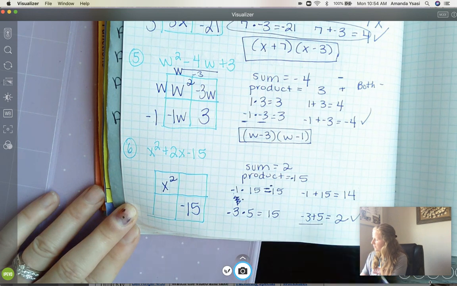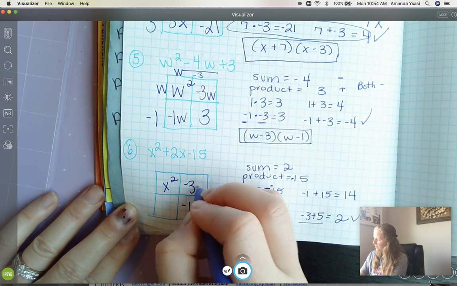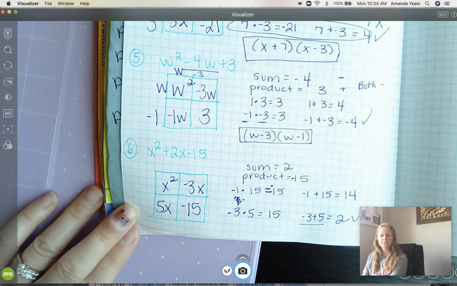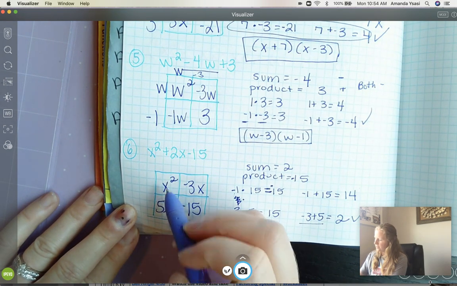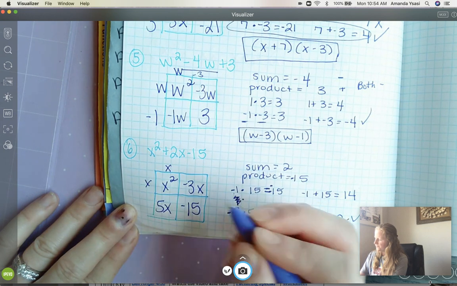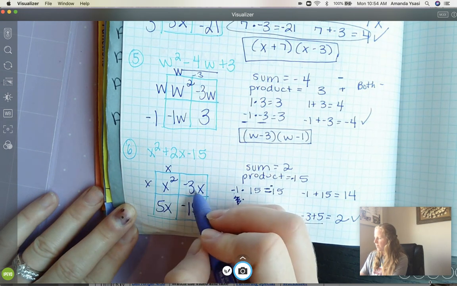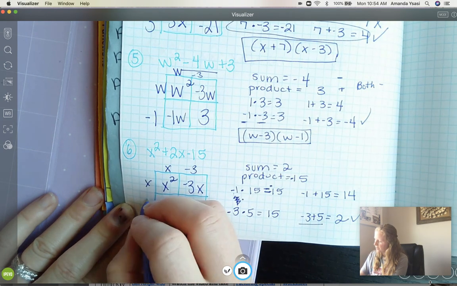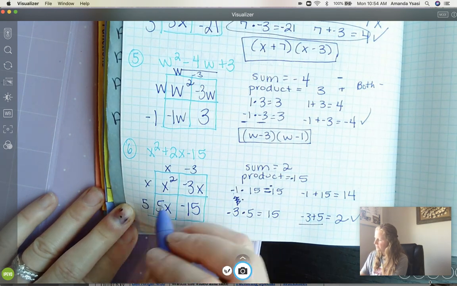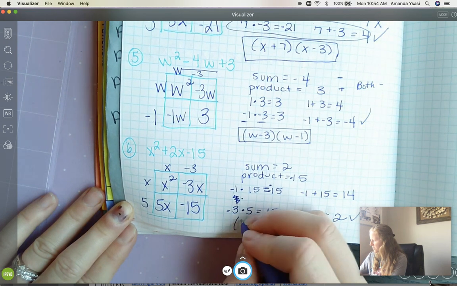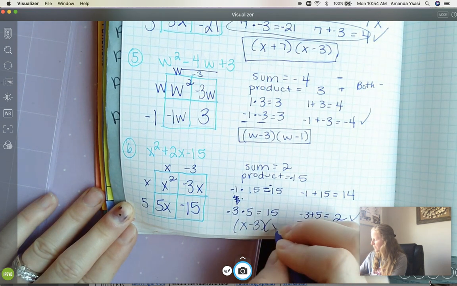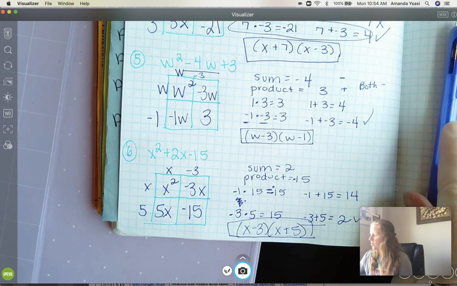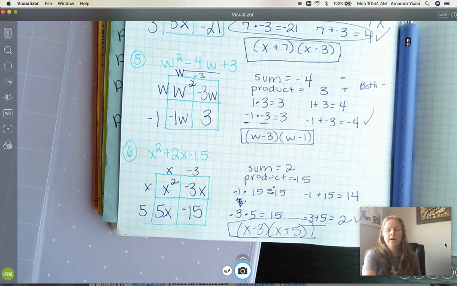So it's negative 3x and positive 5x. So this is x. So x times x. X times what gets negative 3x? It's negative 3. X times what gets 5x? It's 5. 5 times negative 3 is negative 15. So that works. All right. So that is finishing off our notes.